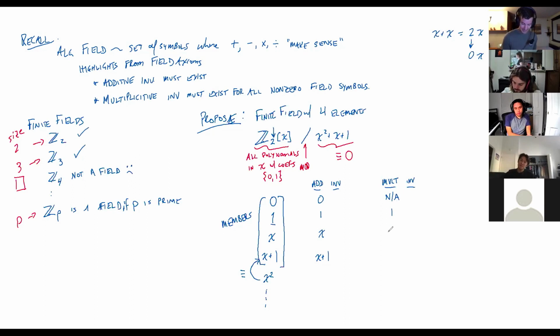How about x? What do I multiply x by to get back to 1? X plus 1? Let's try it. So x times x plus 1 gives me x squared plus x, but x squared is equivalent to negative x minus 1. Drop down the x. It's looking good. The minus x and the plus x cancel. I get minus 1, which is equivalent to 1. Awesome.